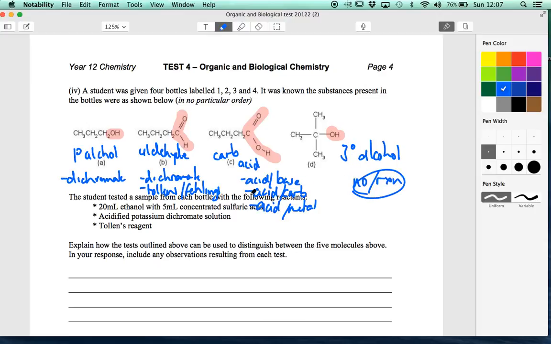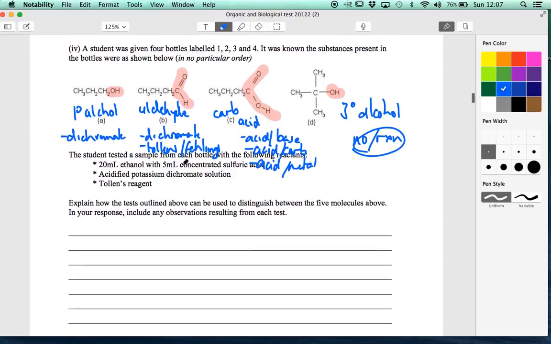Anyhow, it says here the student tested a sample from each bottle with the following reactants: 20 mL of ethanol and 5 mL of concentrated sulfuric acid, acidified potassium dichromate solution and Tollens reagent. Let's explain how the tests outlined above can be used to distinguish features of the 5 molecules above in your response, including observations resulting from each test.